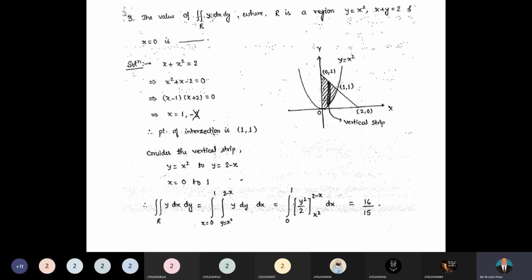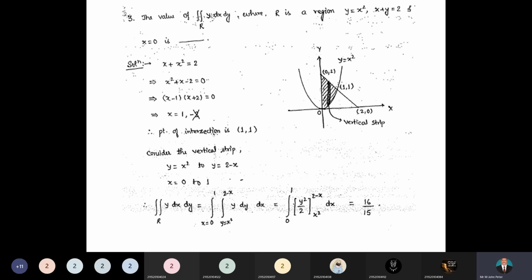So now move on to the problem. Double integral over R, where R means region or surface, of y dx dy. In this kind of problem you will get only simple functions, not complicated ones, so identifying the limit is the problem. R is the region bounded by the curves y equal to x square and x plus y equal to 2. So x plus y equal to 2 is a straight line, and y equal to x square is a curve equation.